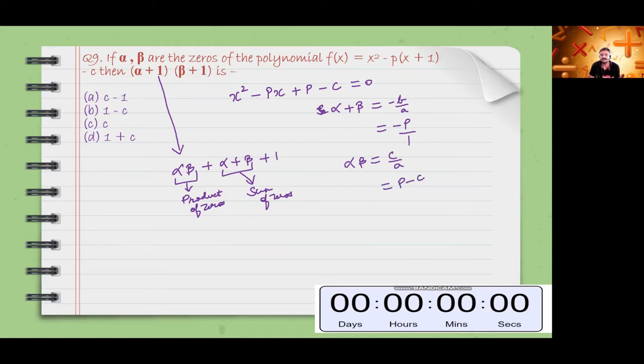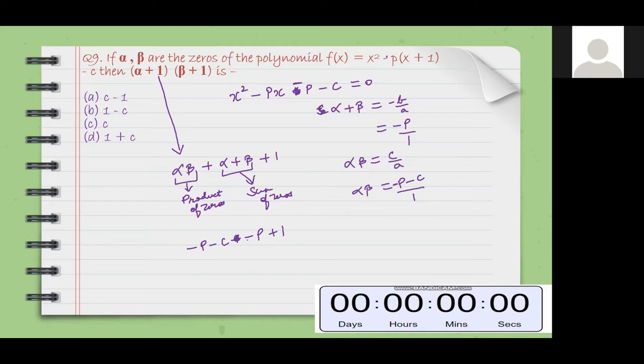Okay, this minus p will come here, because if we multiply minus p by 1, this will come minus p, again upon 1. So we have both values, alpha into beta and alpha plus beta, so we will put it here: minus p minus c plus minus p plus 1. Sir, alpha plus beta will be positive p. Because it is minus b, so this will be positive p. Okay, so this minus p plus p will get cancelled, so what are we getting? We are getting 1 minus c. Option b is the correct answer.